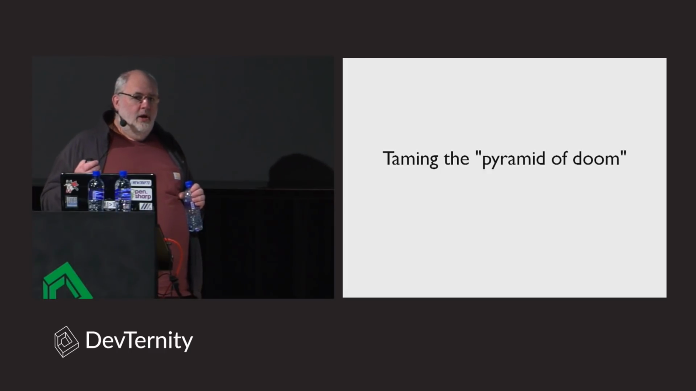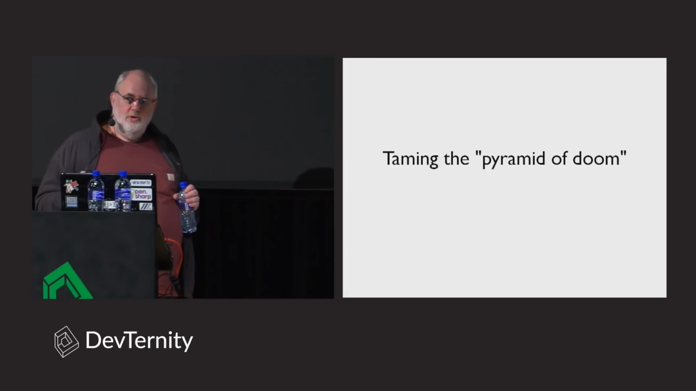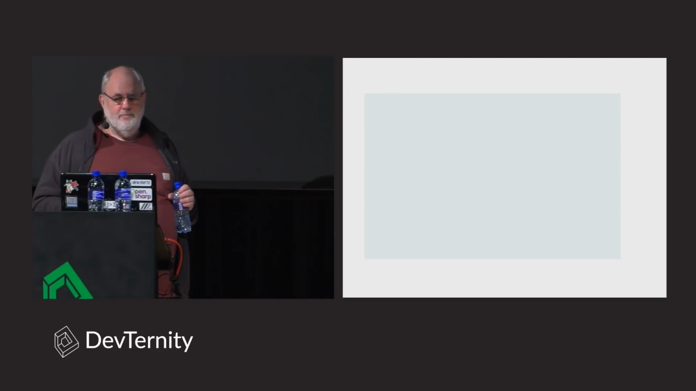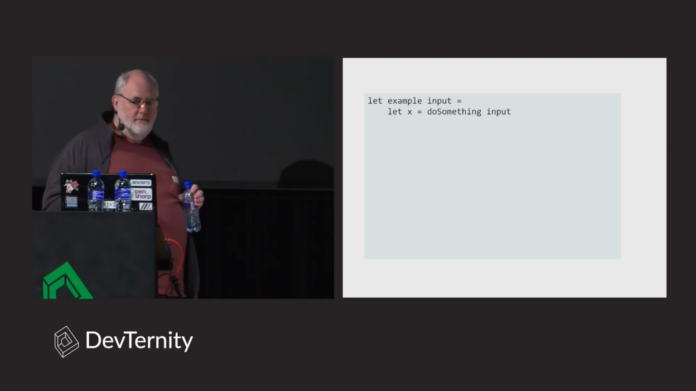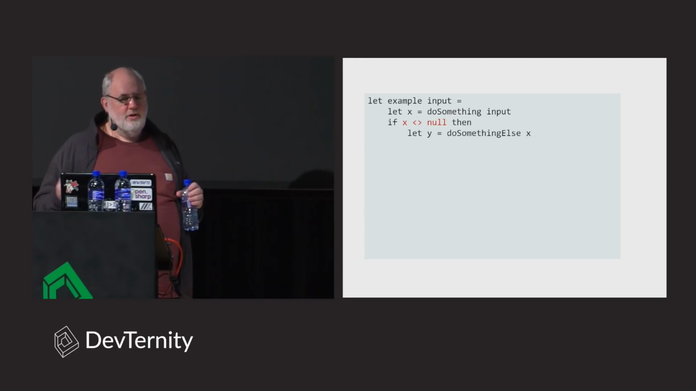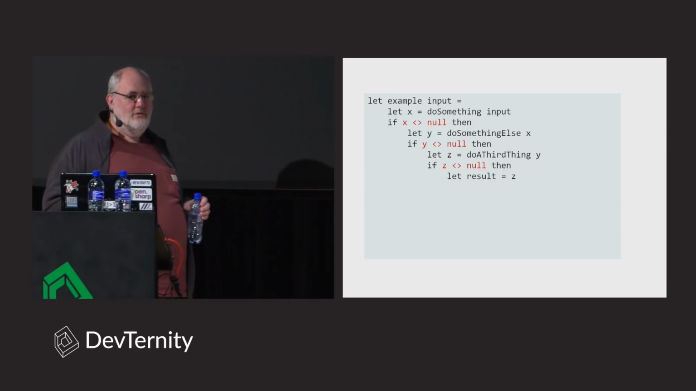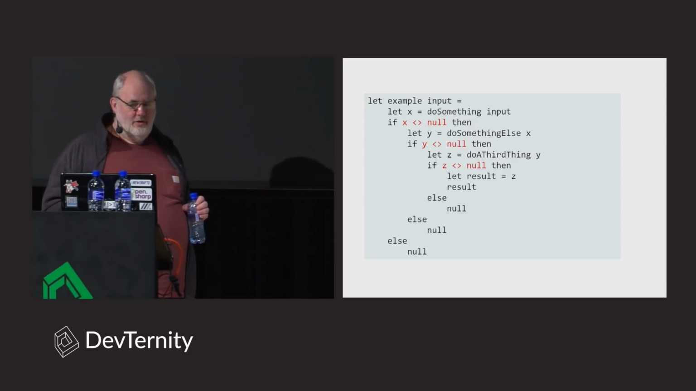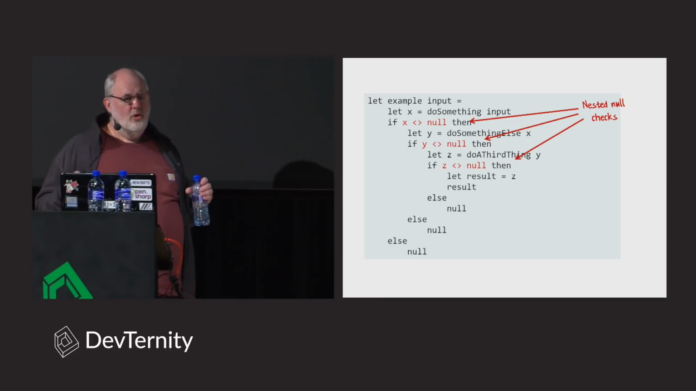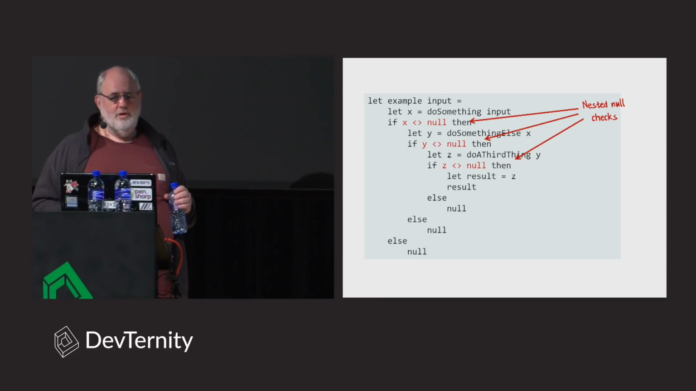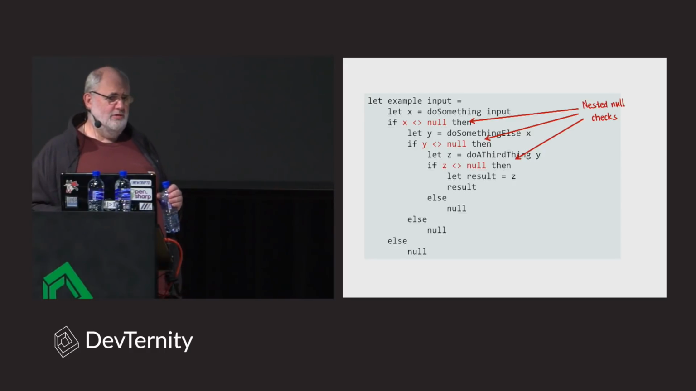So I'll give you a couple of examples of what I call the pyramid of doom, or somebody else originally called this the pyramid of doom. You often see the situation where you do something, and if it's not null, then you do something else, and if it's still not null, then you do something else, and so on. So you chain together all these tests. And then, at the end, you have to return null everywhere. So all these nested null checks are really horrible, right? I think we can all agree that code looks really bad.